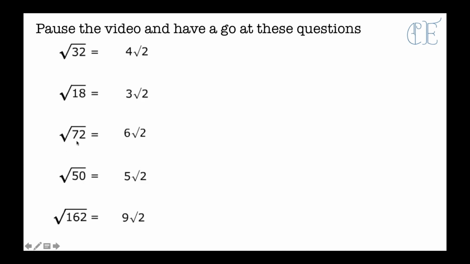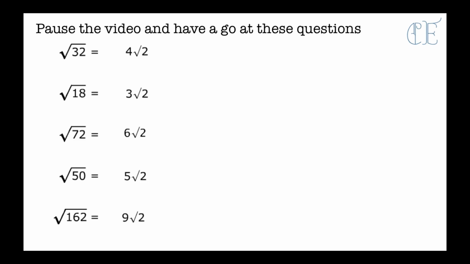Here we have 72. 72 is 36 times 2. The square root of 36 is 6, so then we have root 2 on the end. The square root of 50 can be split up into 25 times 2. The square root of 25 is 5, and then you leave your root 2 on the end.